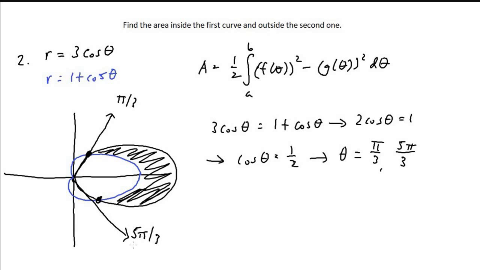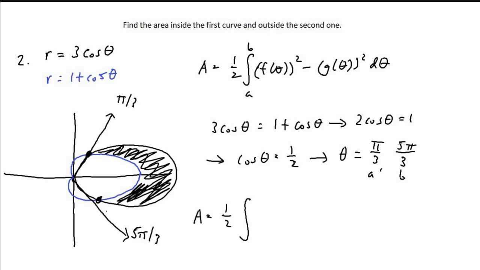So now we can write our formula. The area is going to be equal to 1/2 times the integral from A to B. Now be careful when you choose the A and B values here, because if we choose pi over 3 as our A and 5 pi over 3 as our B, we're going to start from pi over 3 and go all the way to 5 pi over 3. Then we'll be accounting for this area, but we don't want to account for that area. We want to account for the shaded area here.